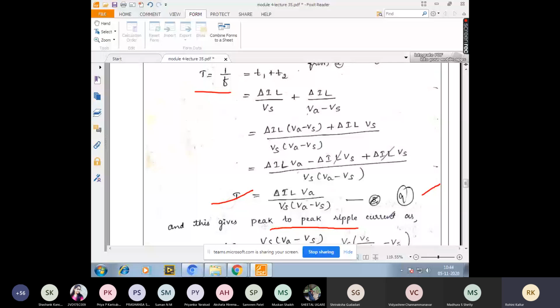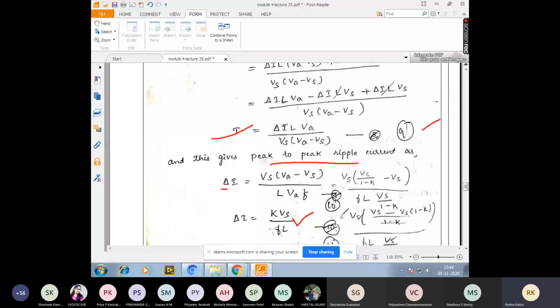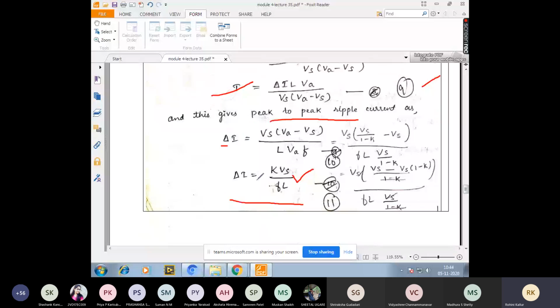Next, I want the same equation in terms of delta I, so that I can write the peak to peak ripple current across the inductor. So delta I, I'll solve out, and I'll get an equation as delta I is equal to K Vs divided by F into L.